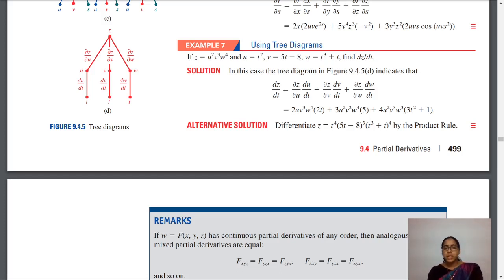How is it coming? That is, if z is a function depending on u and v, and u and v are again functions depending on some other more variables, you have to do the partial derivative accordingly.